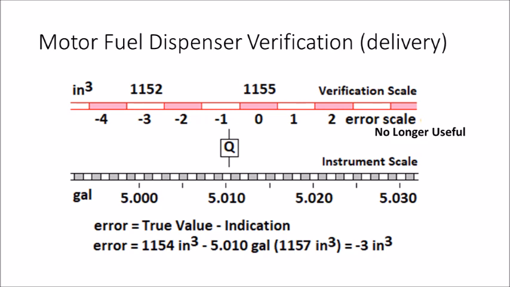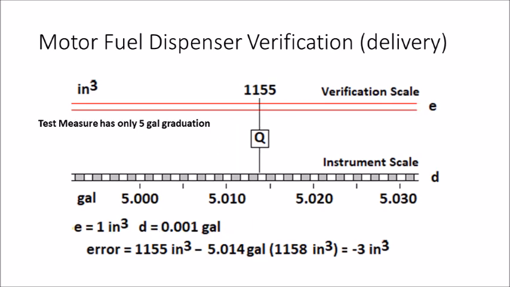In this case, we happen to stop at -1 on the error scale, which is 1154 on the verification scale, and we get 5.01 on the instrument scale. Well, what's the error? It's 1154 minus 5.01 gallons, which is 1157, so it's still -3 cubic inches. But notice that the error scale that we worked so hard to get on our test measure is no longer useful.